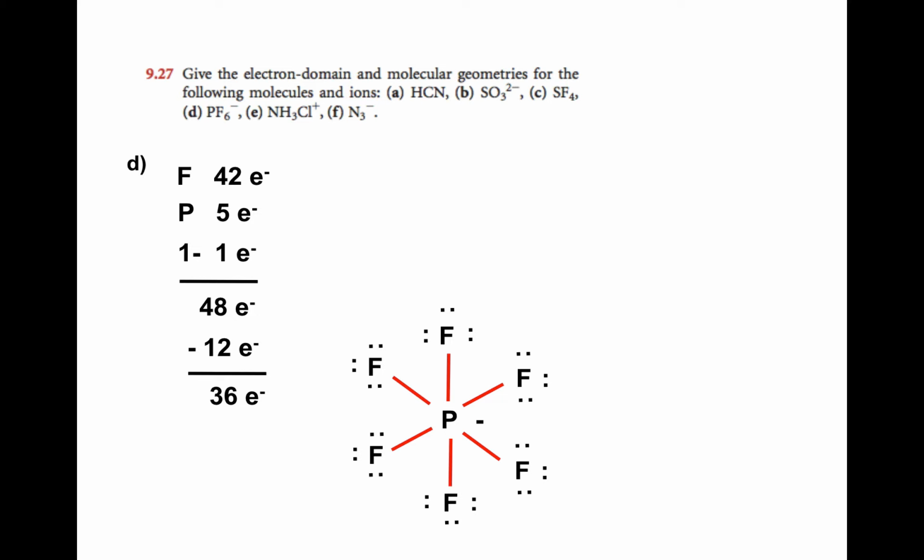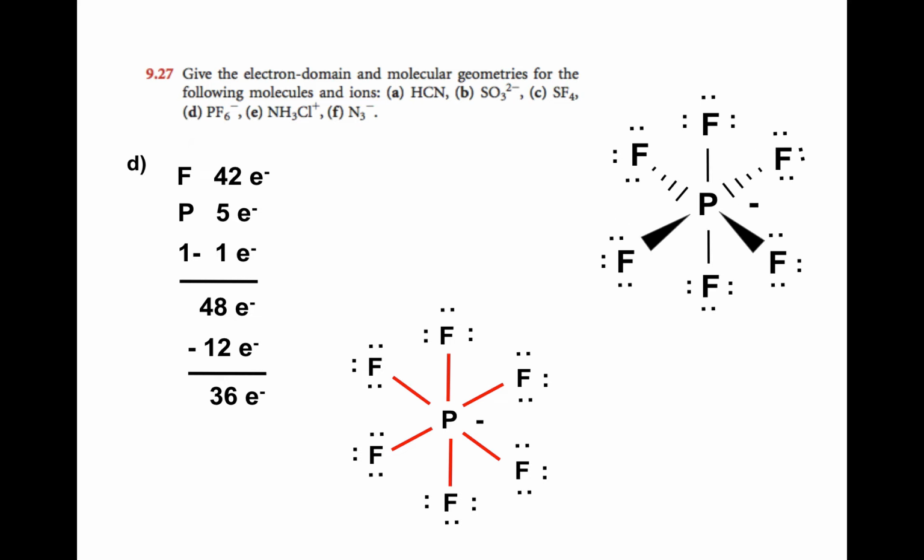For this anion, I'm not sure what you would call it, right? So PF6 minus. You have an octahedral geometry of both the electron domains and the geometry of the molecule.